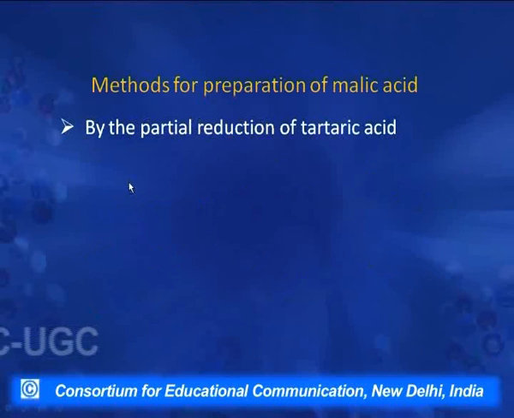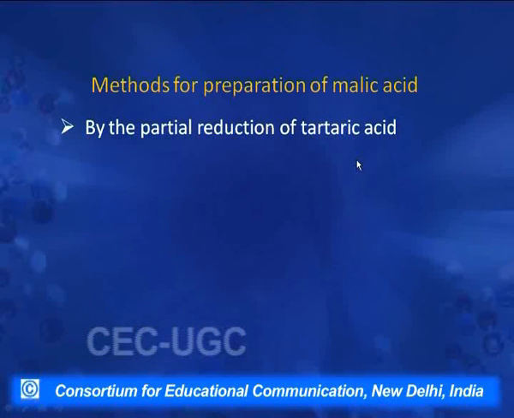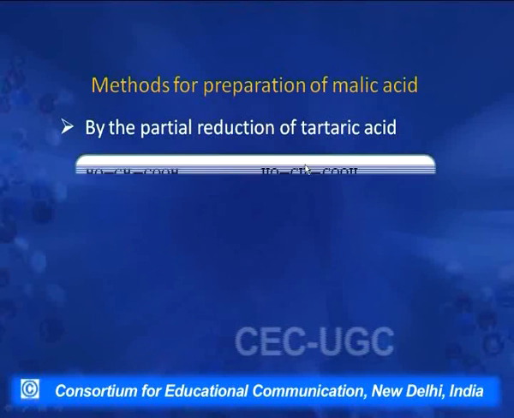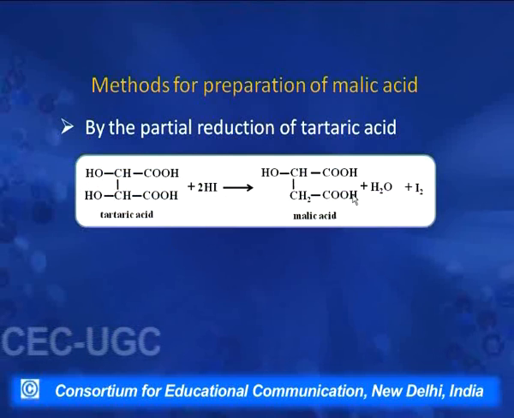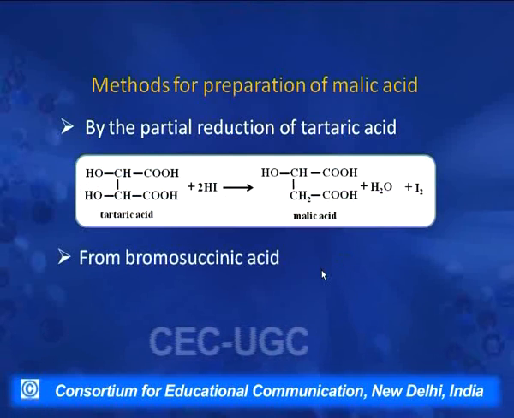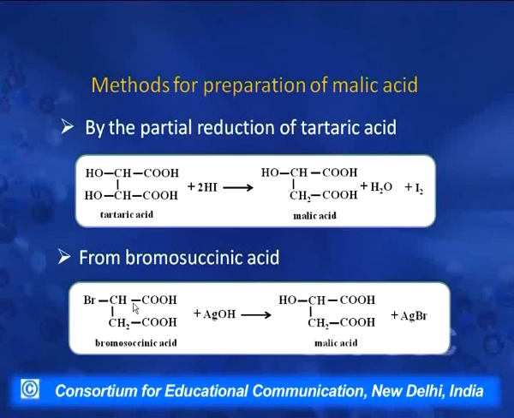Then we can get it by the partial reduction of tartaric acid. As I told you earlier, tartaric acid contains 2 hydroxyl groups. So, one of the hydroxyls is reduced on treatment with HI and we get malic acid. We can get this malic acid from bromosuccinic acid. Succinic acid, CH2CH2, COOH, COOH, on Hell-Vollhard-Zelinsky reaction gives us bromosuccinic acid, which can be hydrolyzed very easily with moist silver hydroxide to give us malic acid.